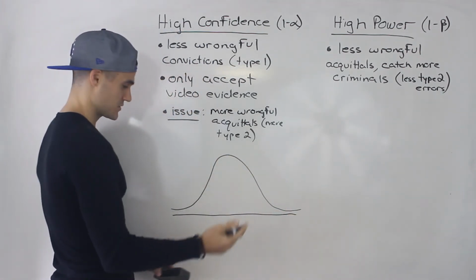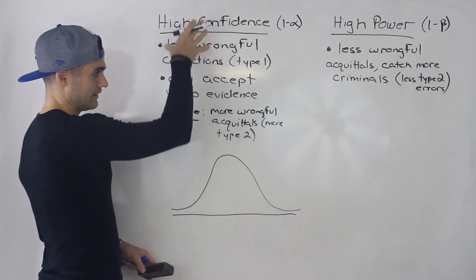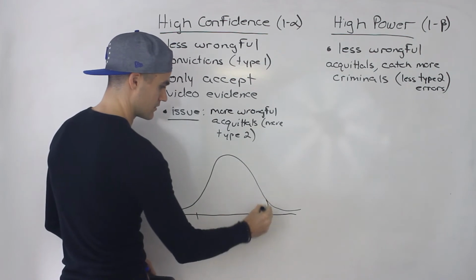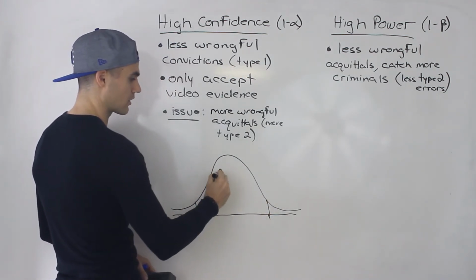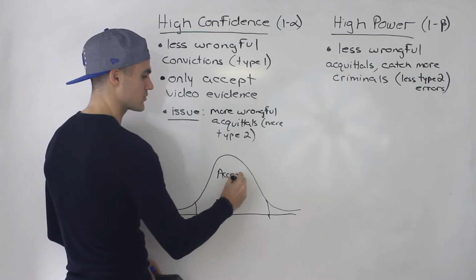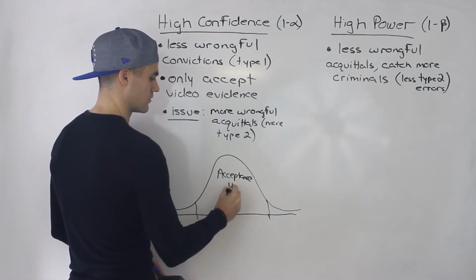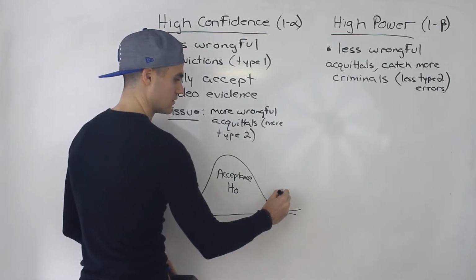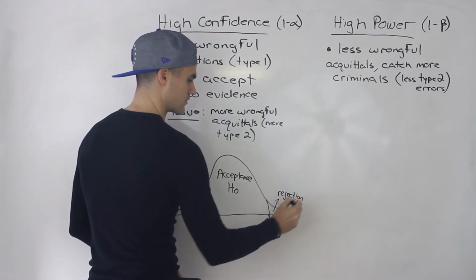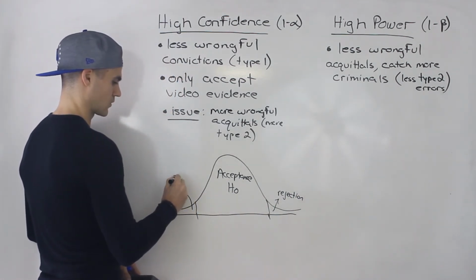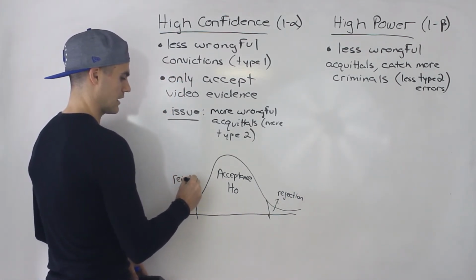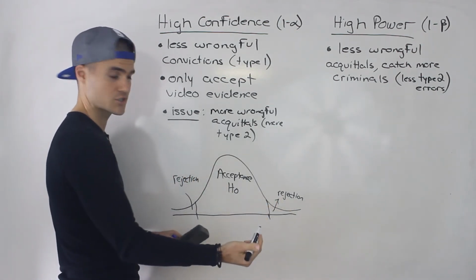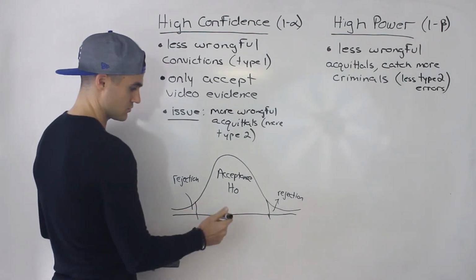We talked about that acceptance versus rejection region. In this kind of scenario where you have high confidence, the acceptance region is going to be very large, or that non-rejection region. And so that rejection region, or that critical region, is going to be a lot smaller, right? Because there's going to be less convictions in general.